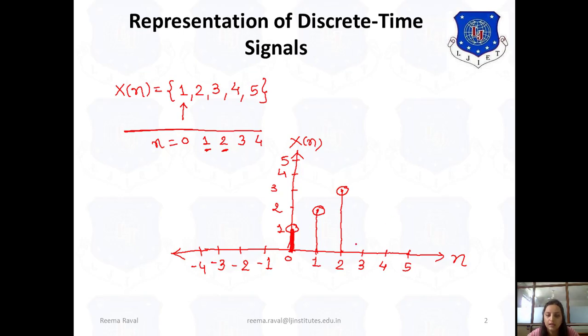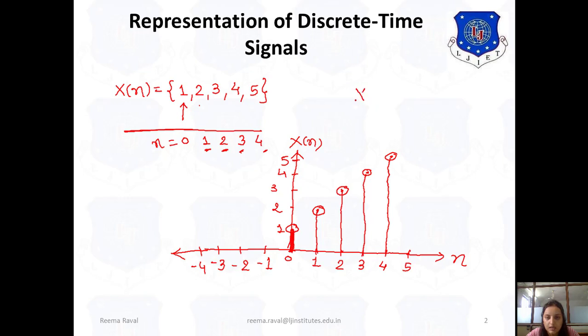Similarly, at n equals 3, its value is 4, so here it can be represented like this. Then at n equals 4, its value is 5, so it will be like this. Alright, so this is the representation of discrete time signals. That means here the arrow indicates the initial position or 0th position.